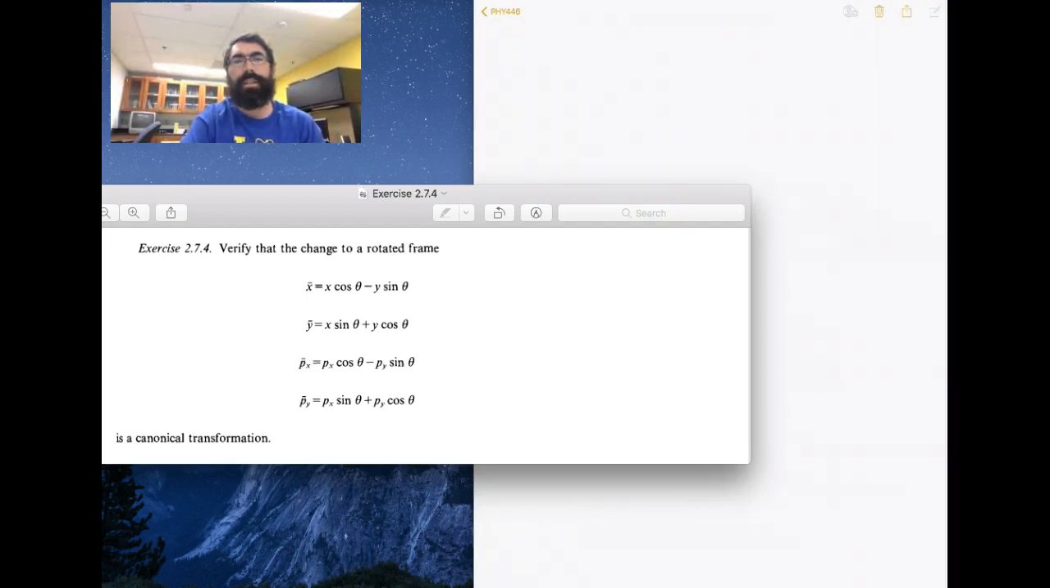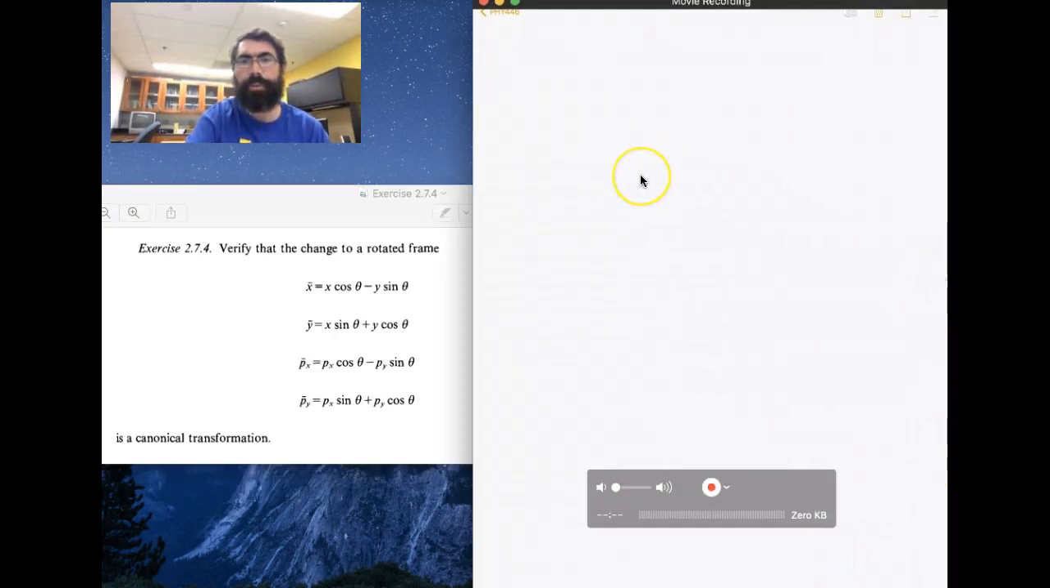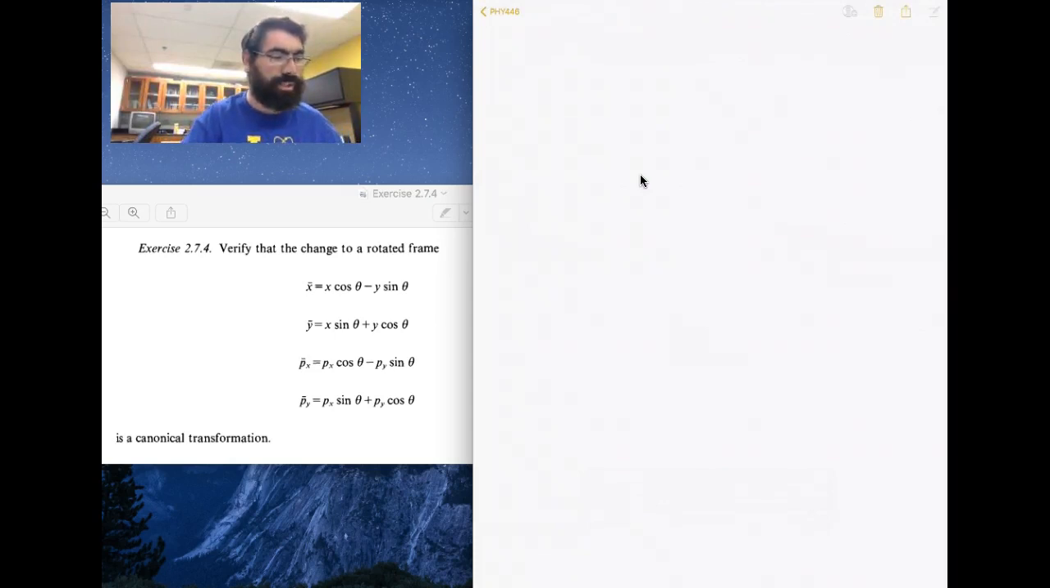So they gave us the transformed equations for these variables, and we want to test and see whether or not it's a canonical transformation. Basically, I'll start. We'll write down the conditions. The conditions we need to prove that it's a canonical transformation here.